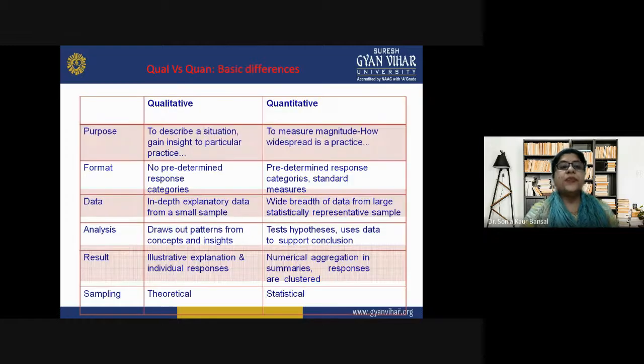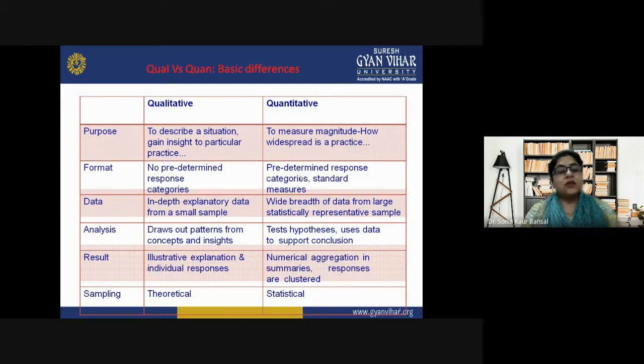Okay students, so now let us see the difference on a few basic points. First of all we will see the difference on the basis of purpose. In qualitative research, the main purpose is to describe a situation and gain insight into a particular practice. On the other hand, the purpose of quantitative research is to measure magnitude, how widespread a practice is, how much it is spread. So this is how the difference deals with these two concepts.